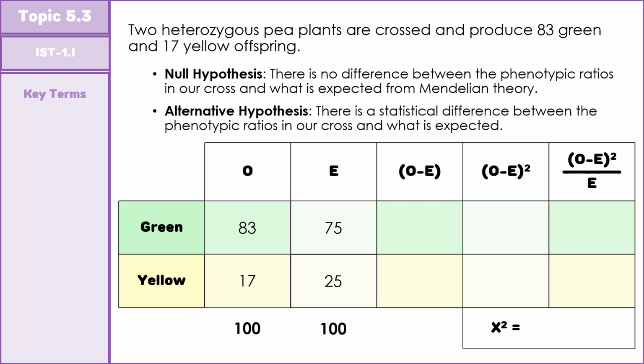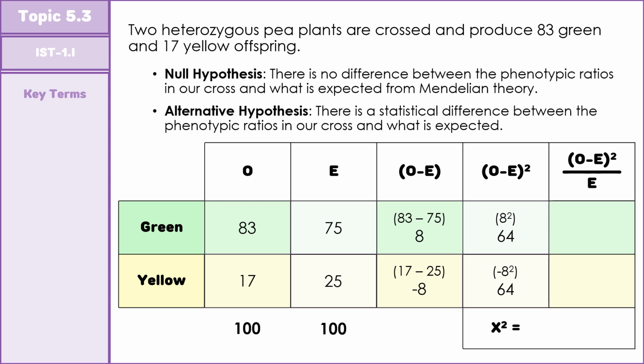From here, we have some general arithmetic. So if I follow across, we're going to take our observed, 83, and subtract our expected, 75. And we would do the same for our yellow, 17 minus 25. And so you'll see here that that gives me an 8 and a -8 for green and yellow respectively. From here, I'm going to square those values. So 8 and -8 squared will give me the same value, and that is 64.